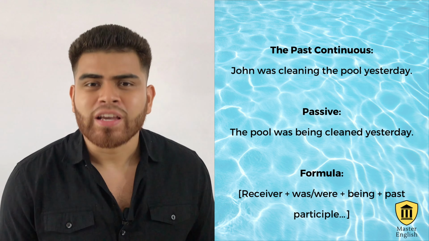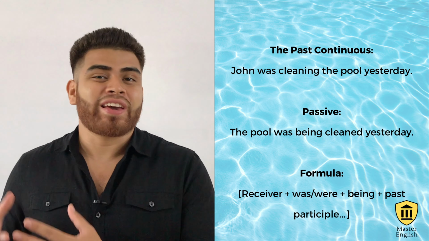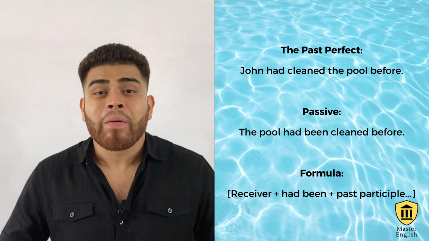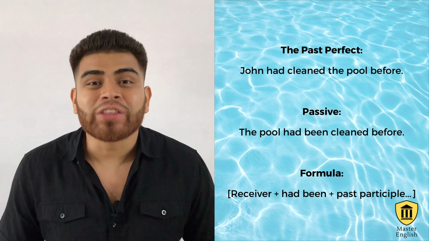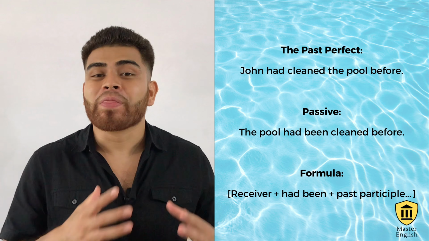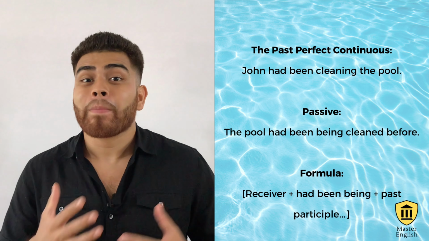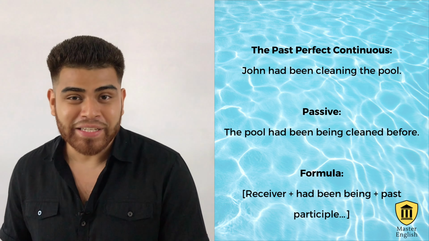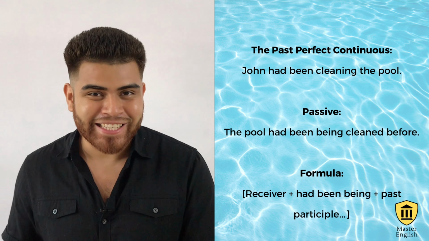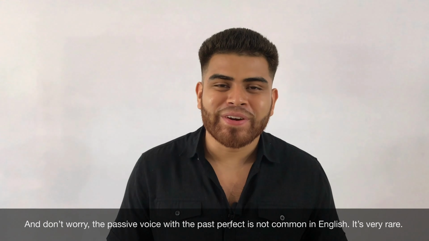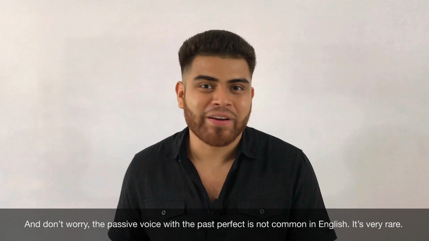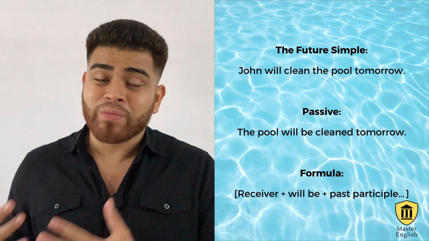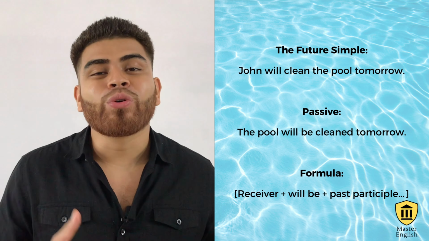Past continuous, John was cleaning the pool yesterday. Passive, the pool was being cleaned yesterday. Past perfect, John had cleaned the pool before. Passive, the pool had been cleaned before. Past perfect continuous, John had been cleaning the pool. Passive, the pool had been being cleaned. And don't worry, the passive voice with the past perfect continuous is not common in English. It's very rare. The future simple, John will clean the pool tomorrow. Passive, the pool will be cleaned tomorrow.